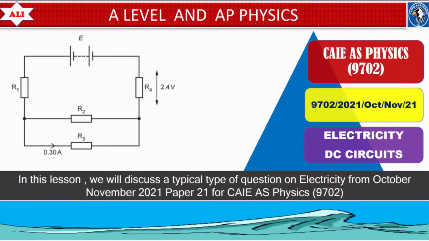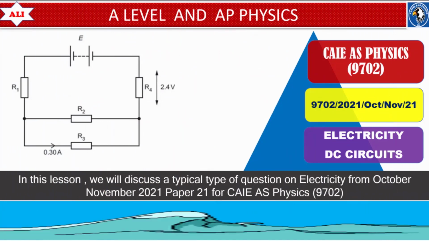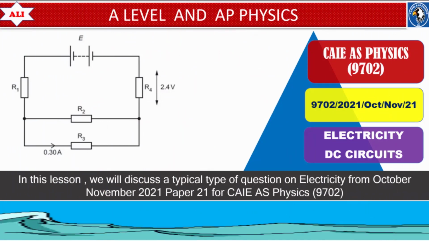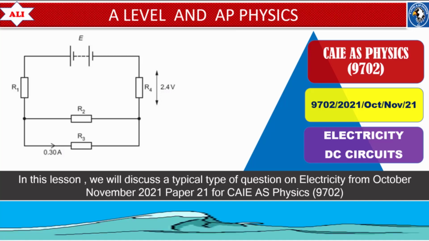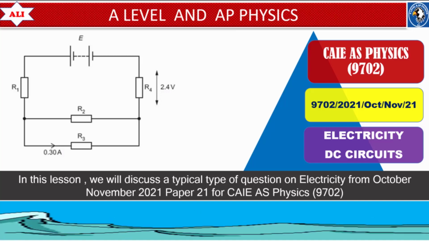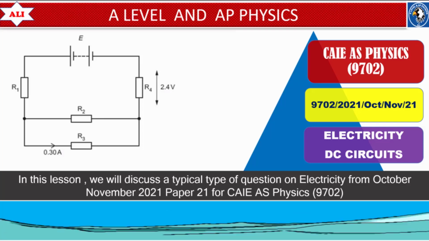Welcome to A-Level and AP Physics. In today's lesson, we will discuss a typical type of question on electricity from October-November 2021, Paper 2, Variant 1. This is a typical type of question because this type of question is very common in past papers.